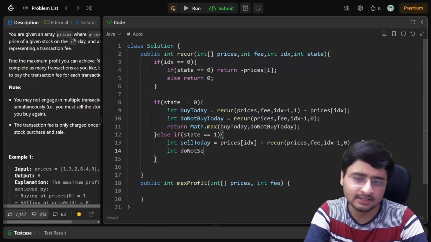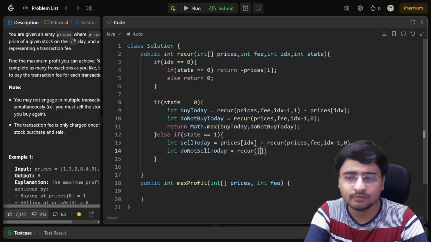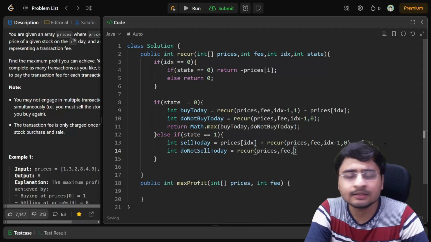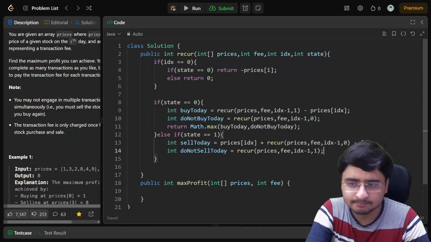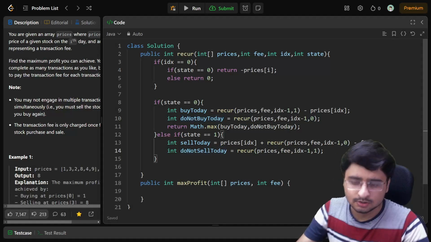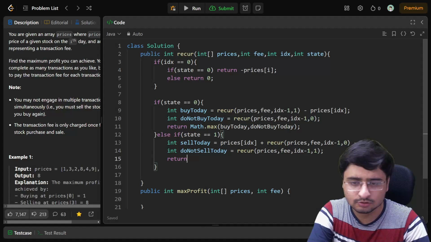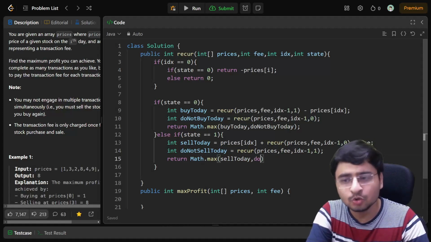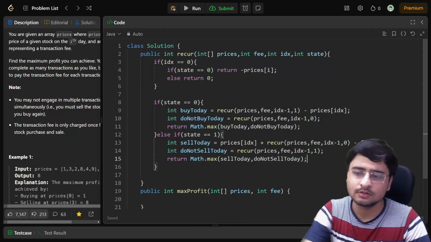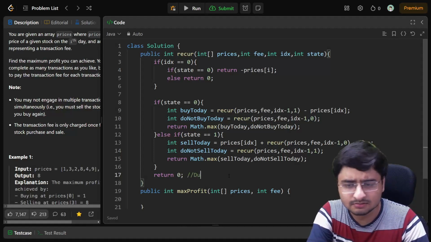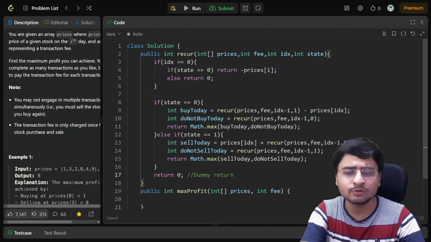Int do not sell today: recur of prices array, fee as it is, and if you are not selling, index minus one, and the state will also remain the same. So only index minus one happens when you are not planning to do the operation. Return simply math.max of sell today, comma, do not sell today. Just for the sake of Java, I'm going to write 0 here. It's just the dummy return. We are not going to ever step on this return statement.